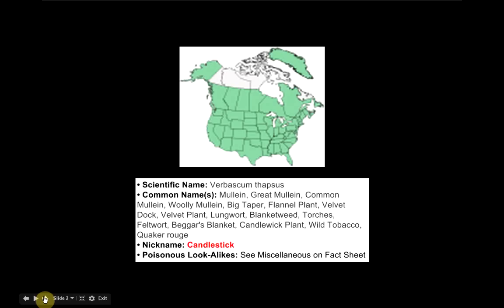Verbascum thapsus. The nickname for this plant is candlestick. This is part one, and in part two, I'll be sharing a mnemonic, or memory technique, to help you commit to memory the most distinguishing characteristics of this plant for identifying purposes. Be sure to watch all of part one so that part two is understandable.